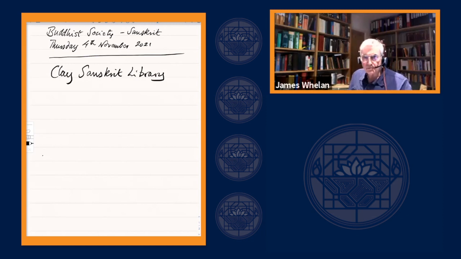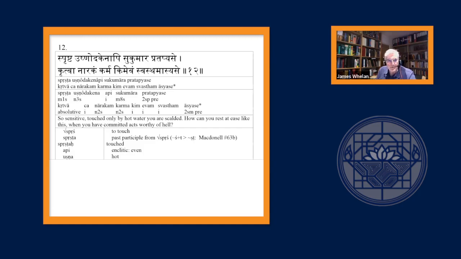number 12. Here we go. Sprishta. Ushnodakena sukumara pratapsyase. Kritva narakam karma kimevam swastham asyase. I'll read again. Sprishta ushnodakena sukumara pratapsyase. Kritva narakam karma kimevam swastham asyase.